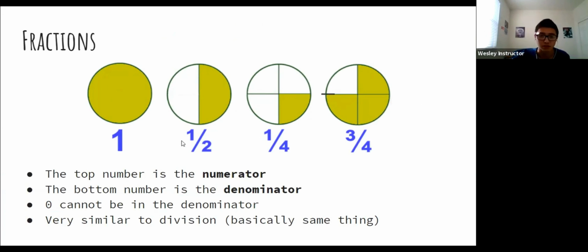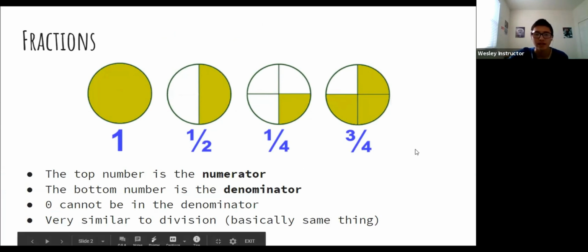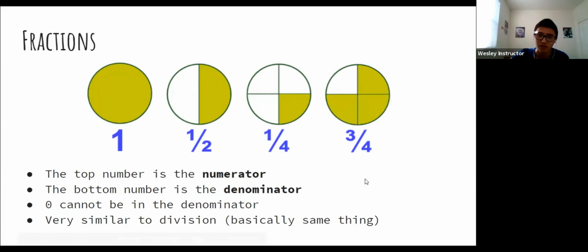So the top number is the numerator. The bottom number is the denominator. That's what we call them. And 0 cannot be in the denominator because fractions are like division. If you divide anything by 0, that's not possible. So you can read this as 1 divided by 2, 1 divided by 4, 3 divided by 4. It's pretty similar to division.